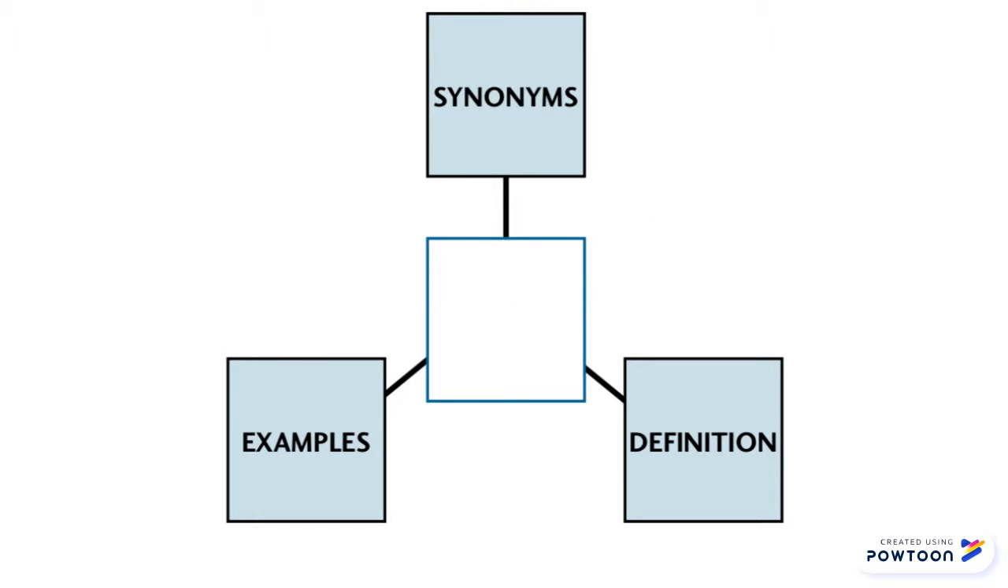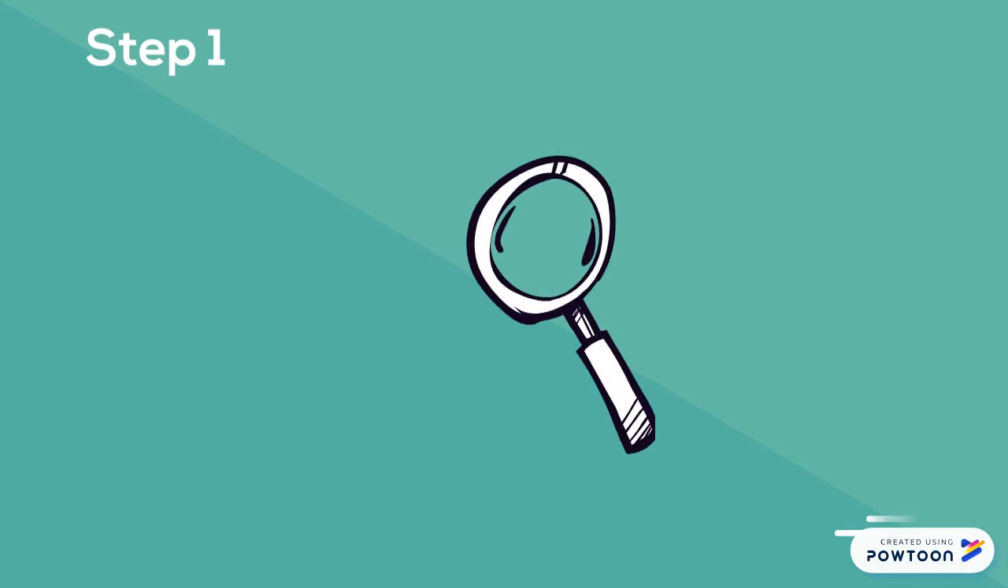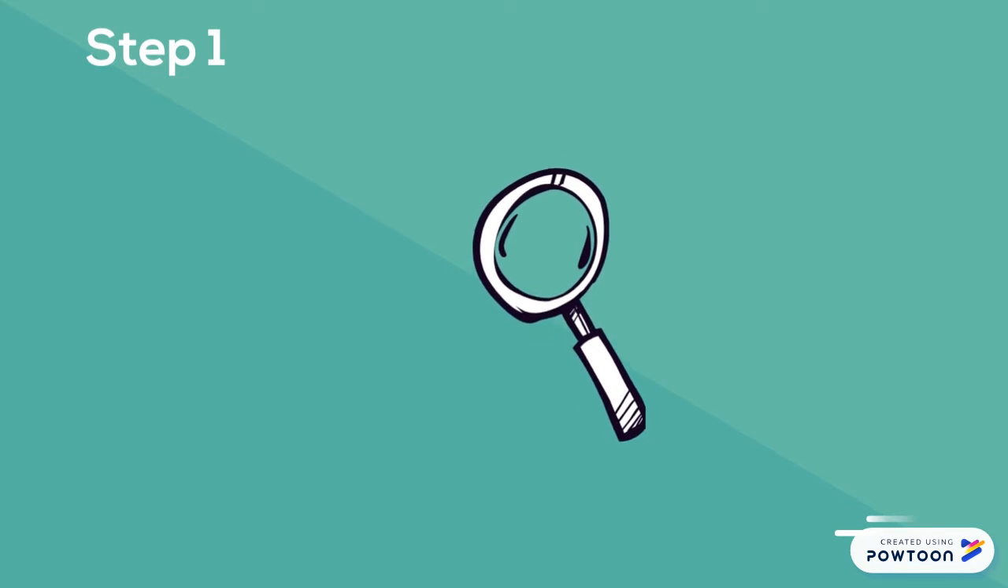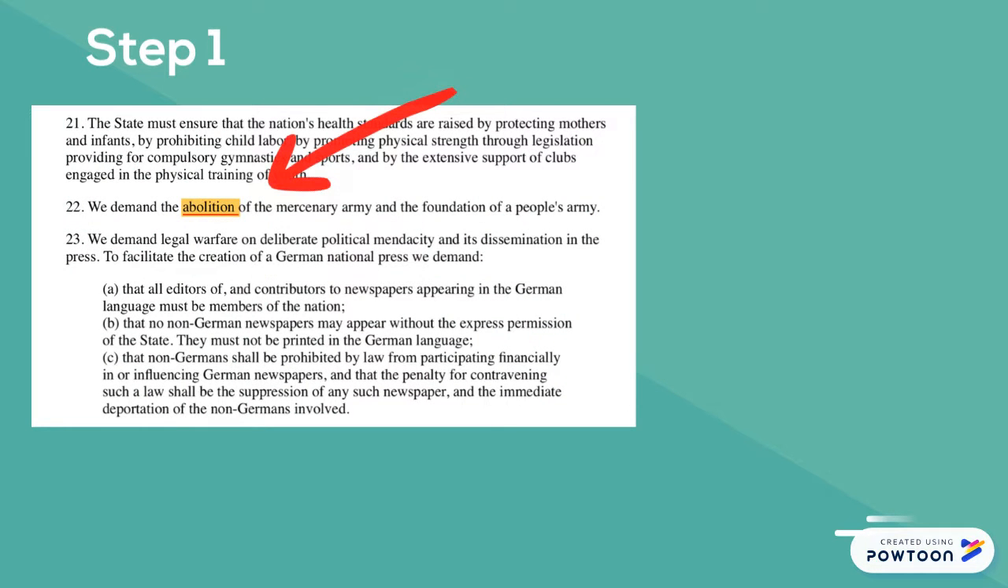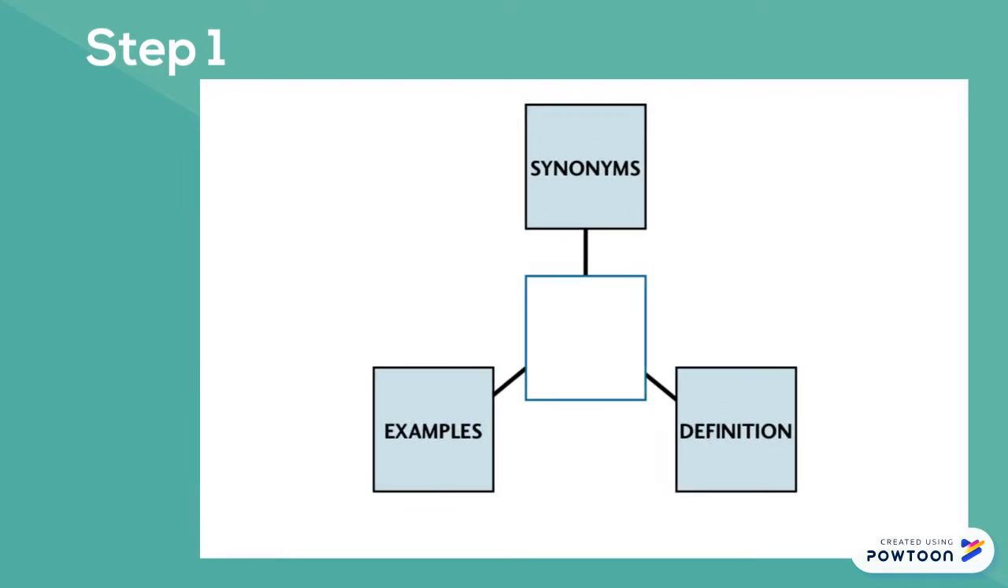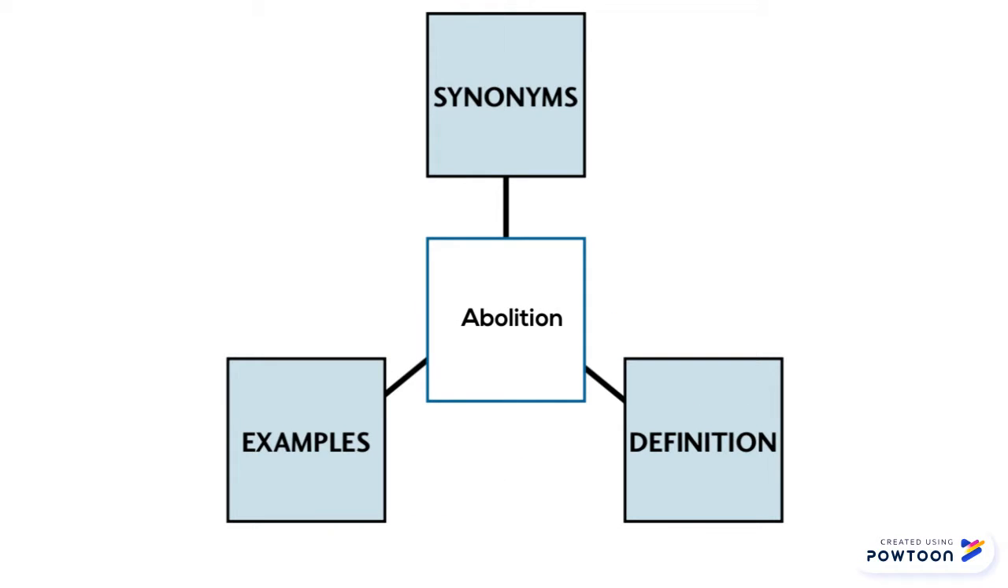So let's fill one out, step by step. Step 1 requires the student to select a term from the document. For the purpose of this presentation, we have selected abolition. The student will put abolition in the middle box. Step 2 requires students to look up synonyms and fill them into the box. Step 3 requires students to think of examples and fill them into the box. Step 4 requires students to come up with a definition and fill that into the box.